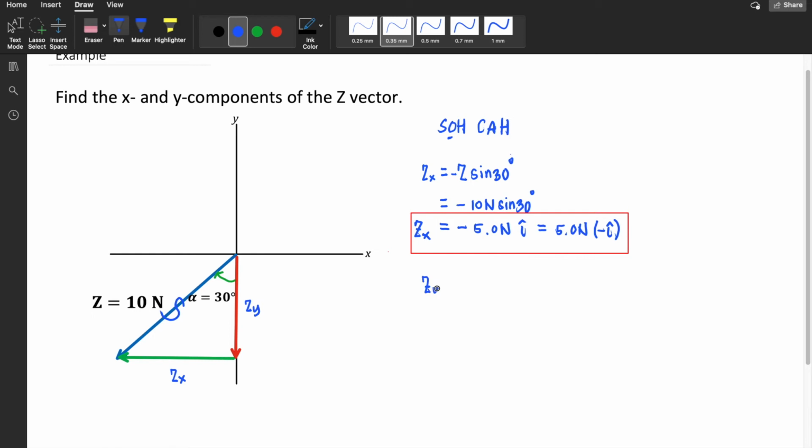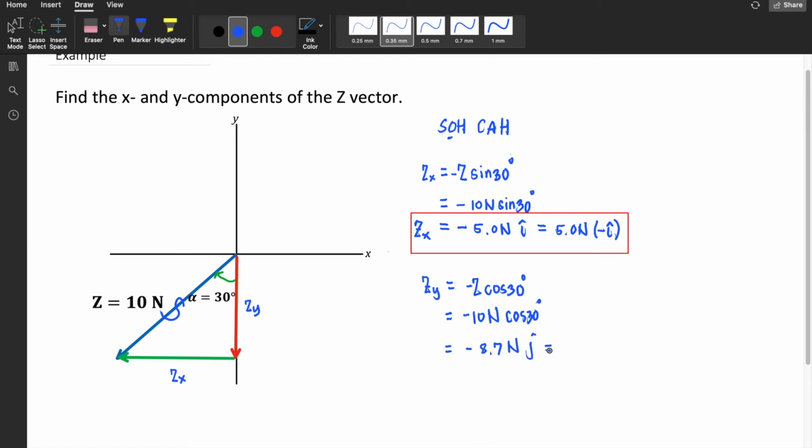It's on the adjacent side of your angle 30. Adjacent side, meaning to say cosine. So you'll have negative z cosine 30. Why negative? It's because your zy vector is towards the negative y direction, or downward. So that would be negative 10 newtons cosine 30 degrees. So the answer would be negative 8.7 newtons j hat.